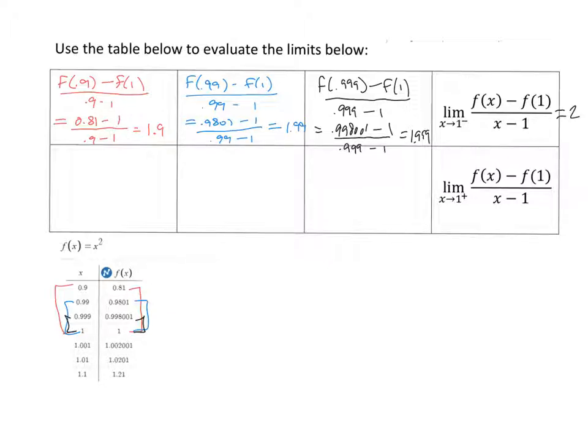Let's come from the other side. Now let's do the slope between (1.1, 1.21) and (1, 1). So we're doing the right-hand limits now. That would be f of 1.1 minus f of 1 divided by 1.1 minus 1. But f of 1.1 is 1.21, minus 1, divided by 1.1 minus 1. And if you do that, you should end up getting 2.1.